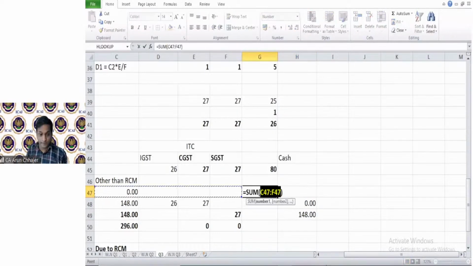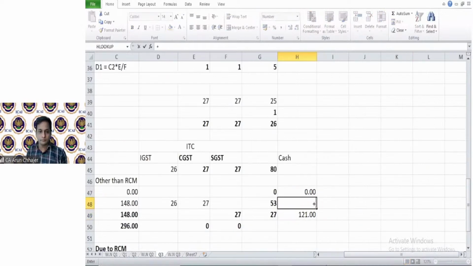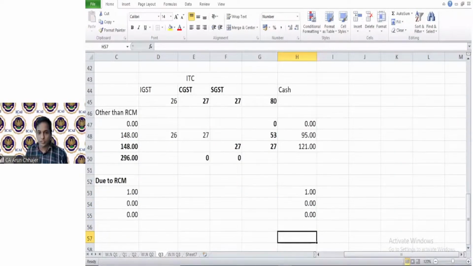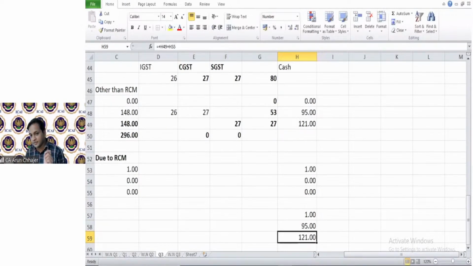So now this much would be the liability, and that 1 rupee we have to pay in cash. So the total liability under IGST is 1 lakh, CGST 95, SGST 125. The C or S amount can be changed based on this allocation. There is no problem. So from my side, everything is completed.